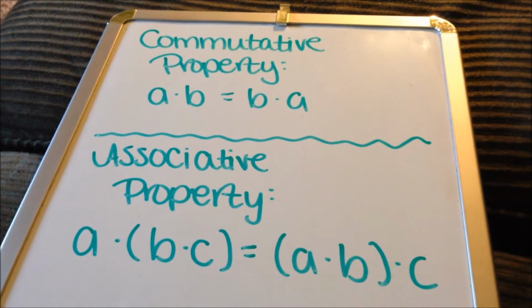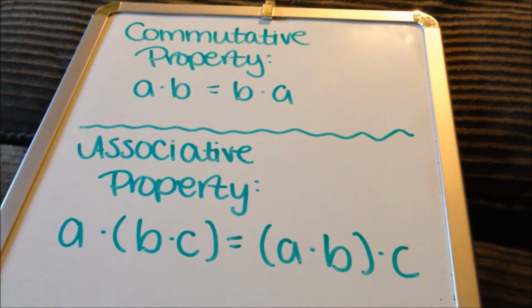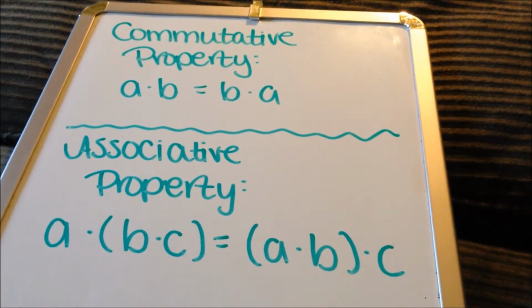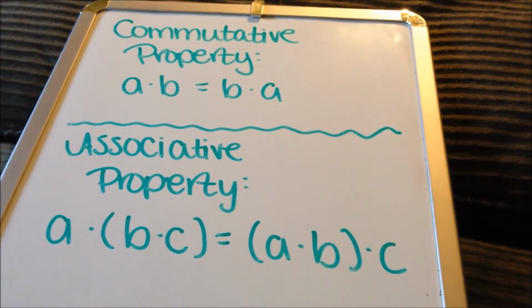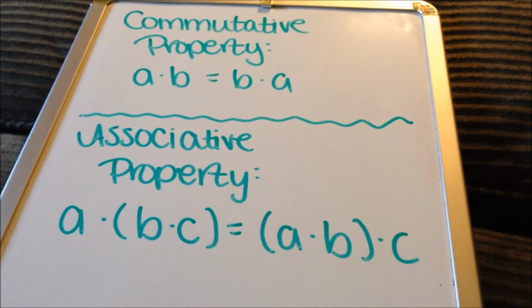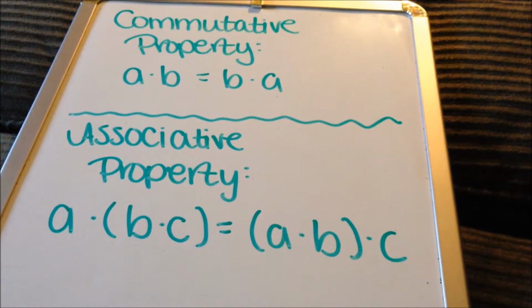Let's talk again about the commutative property and the associative property, but this time let's talk about them in terms of multiplication. For the commutative property, we have a times b equals b times a. Just like with addition, we had a plus b equals b plus a. For the associative property, we have a times the quantity b times c equal to the quantity a times b times c.